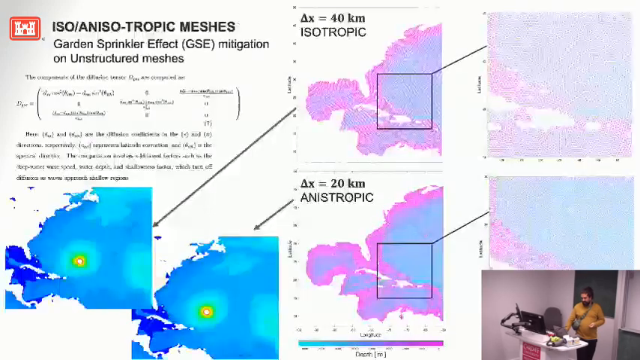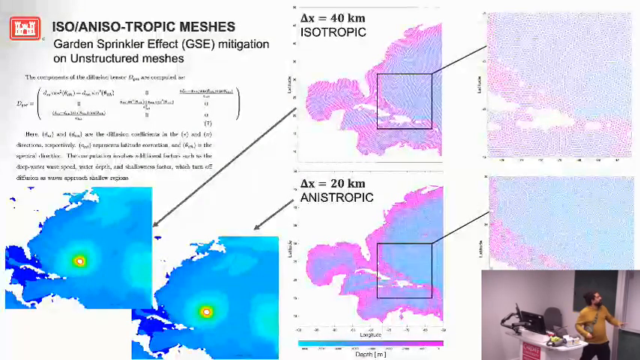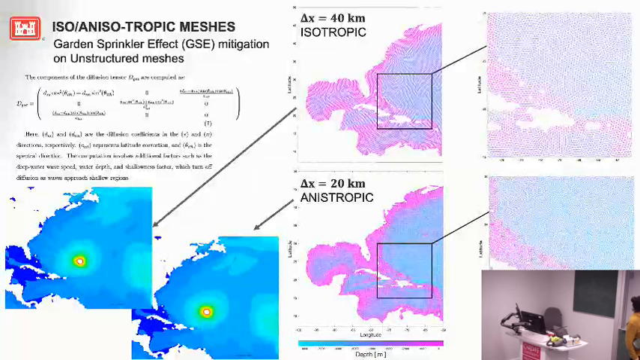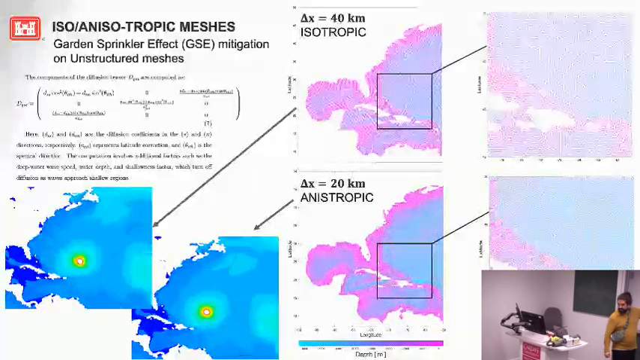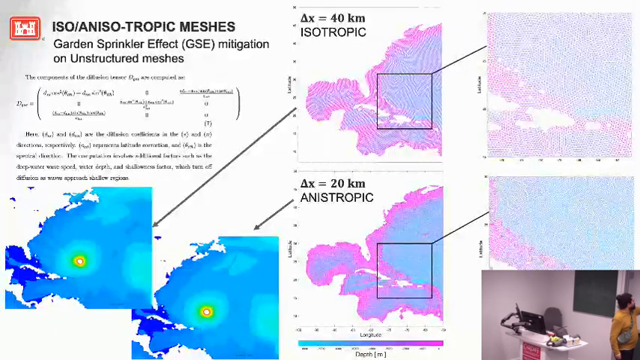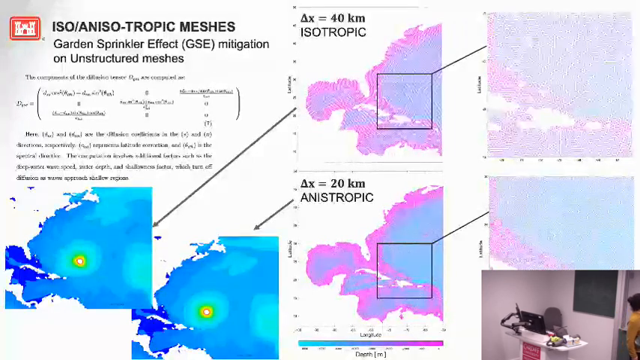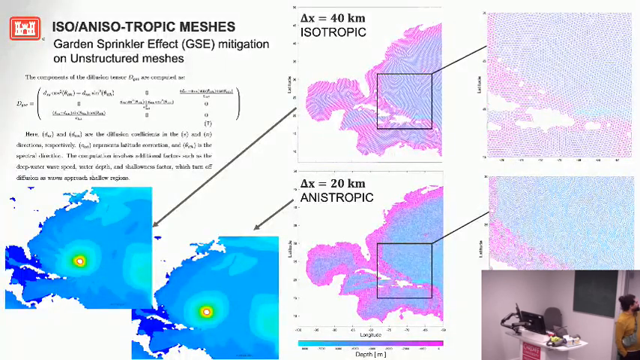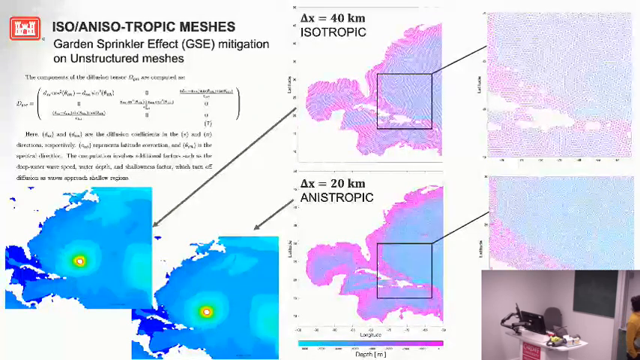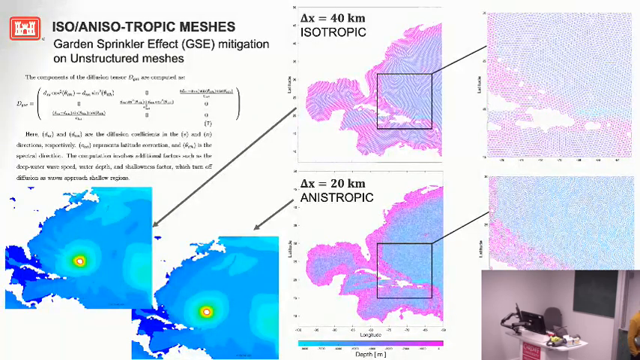This is the unstructured part of WaveWatch, and this is the structured part, the old version. You can see all of those artifacts, and with this correction in the dissipation terms in the numerical model, solving these tensors, you can get rid of all of those artifacts. So we fixed the problem here.